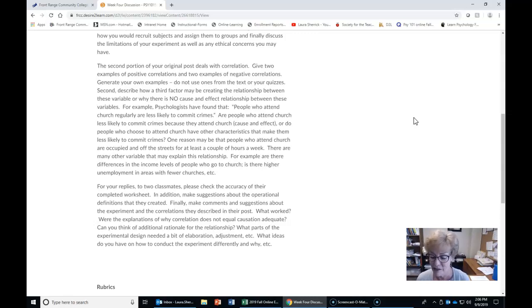But we know that oatmeal is actually healthy. So what could the third factor be in there? And what they found is that the third factor is age. The older a person is, the more likely they are to have heart disease and the more likely they are to eat oatmeal. So a third factor. So describe a third factor that may be creating the relationship.